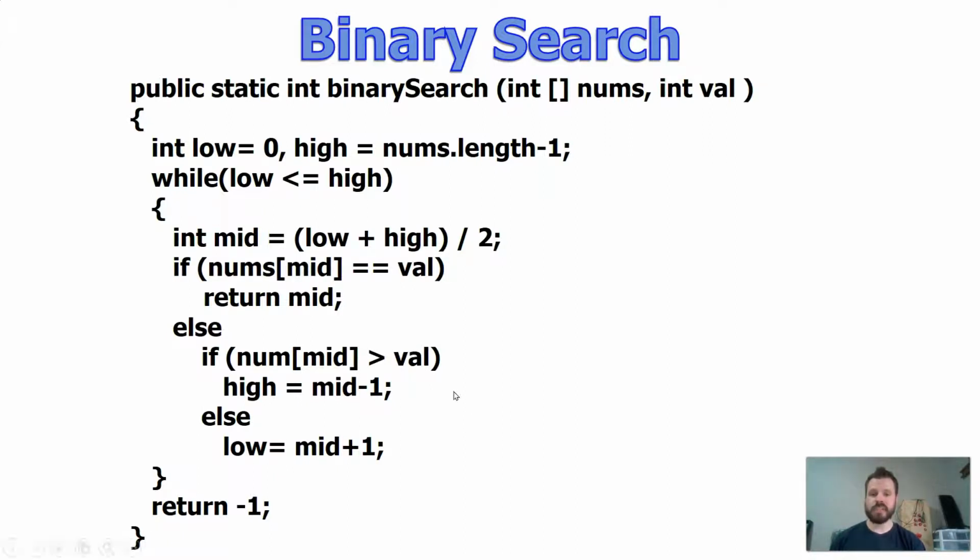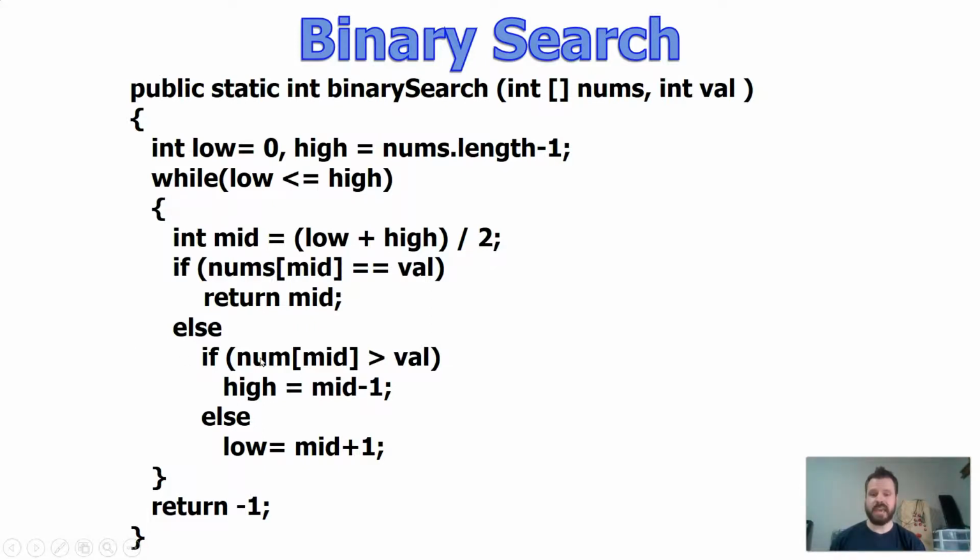We'll then check and see if the nums at middle is equal to the val. In other words, if middle is our search target. If so, we'll return that index, we'll return middle. Or else, what we'll do is we'll decide if middle is too high or too low.